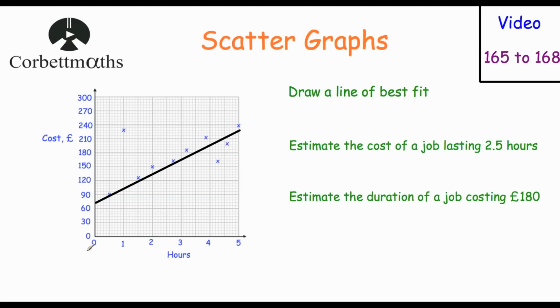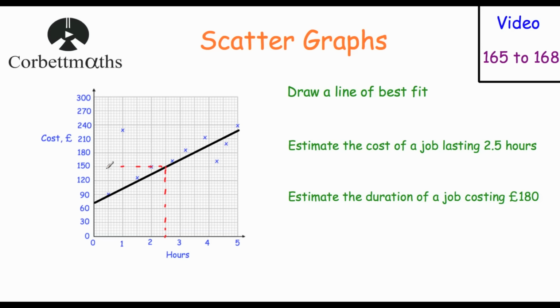So if we go down to our horizontal axis here for hours, 2.5 hours would be here. And if we get our ruler and pencil, and use a ruler and pencil whenever you're doing this, and go up to the line of best fit and then go across, you can clearly see that the cost would be £150. So our estimate for the cost of a job lasting 2.5 hours would be £150. Next, the question says, estimate the duration of a job costing £180.